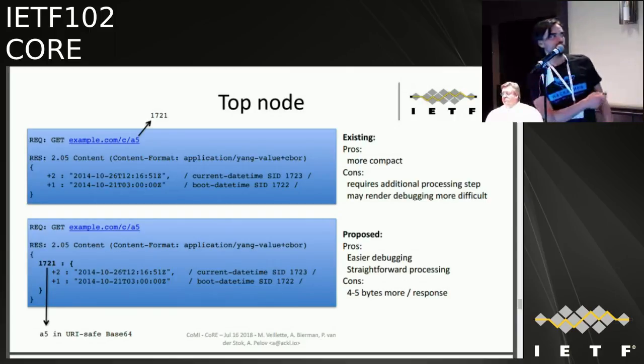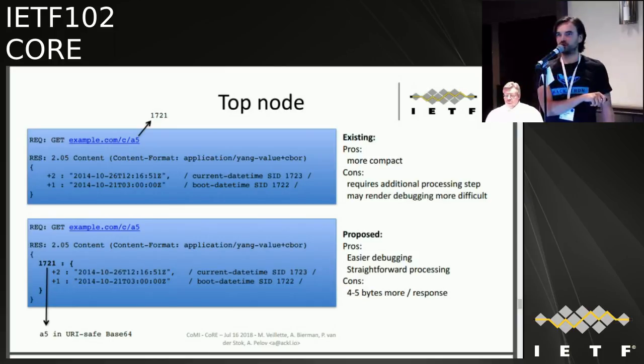So in this example, this A5 is the encoding of 1721. Here in the response, the delta SIDs are calculated relative to this entry point. So in order to get the absolute SID, you need to add 2 to this entry point. And one of the inputs that we received is that this could be a little bit more confusing in some cases, and it would be really nice to have it explicitly in the payload.